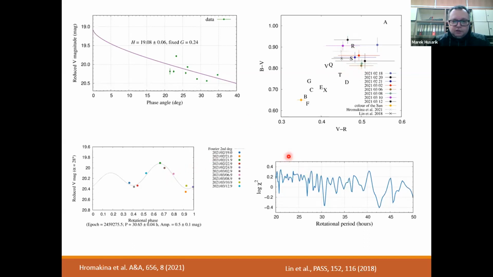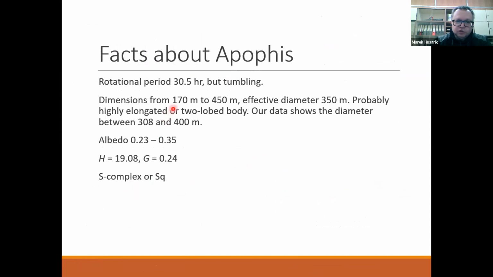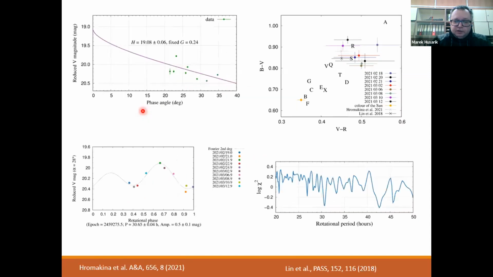The byproduct is computation of the rotational period. We know that Apophis has a rotational period of more than 30 hours, and this is a tumbler. I tried to compute this period from all nights I have at my disposal, and really I got a very, very close rotational period, about 30 hours.